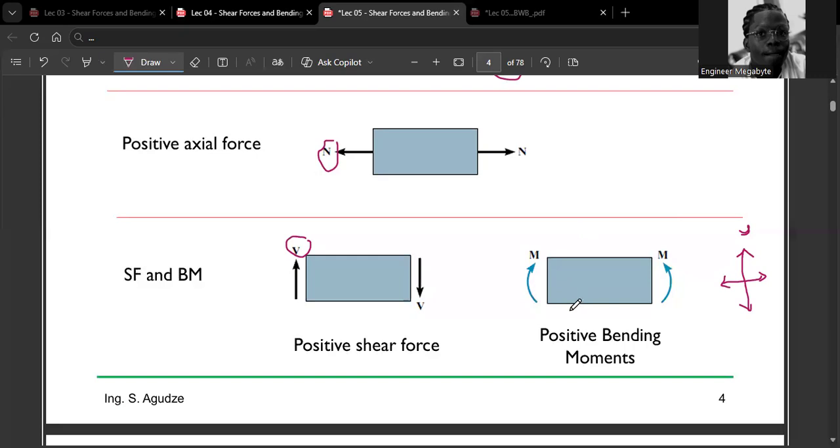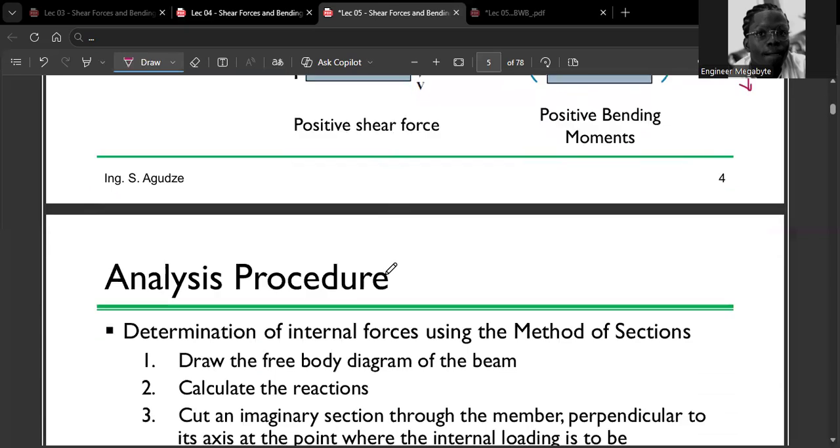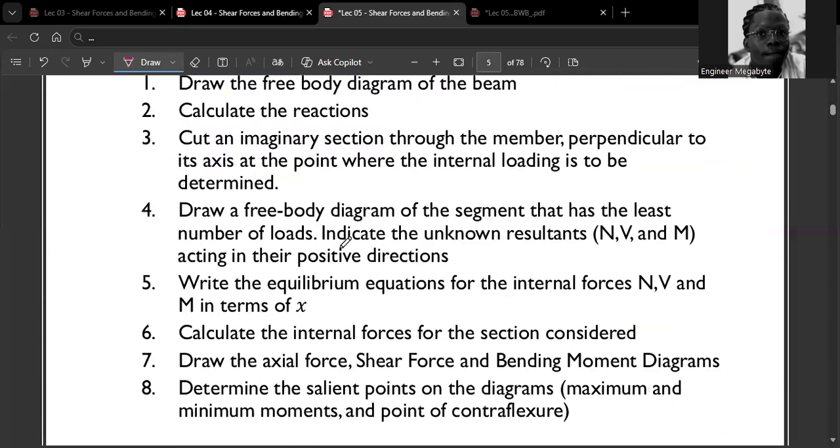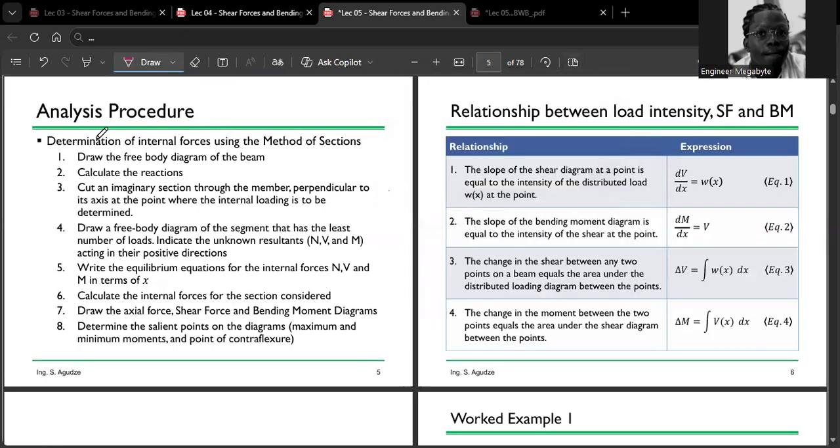Okay, so these are the moments over here. Let's look at some basic terminologies, and then we see how best we can begin to solve some problems. So this is our analysis procedure: the determination of the internal forces using the method of sections.